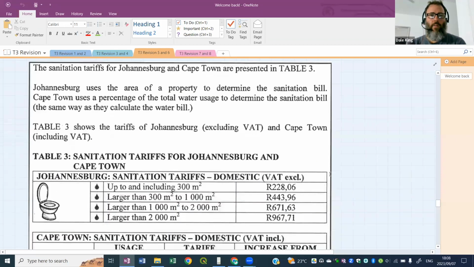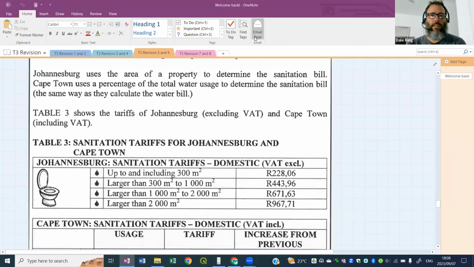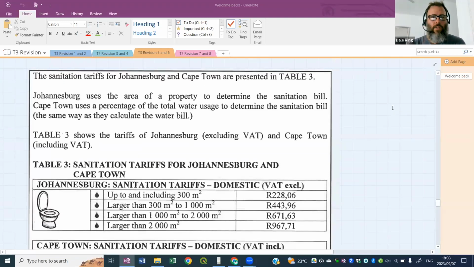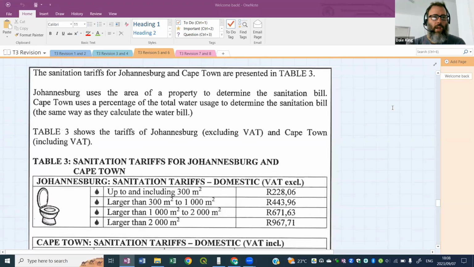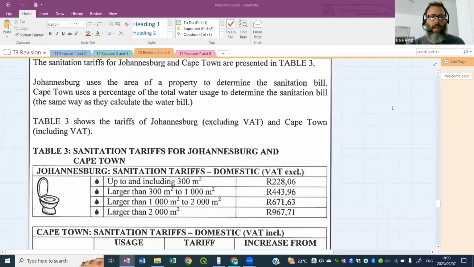Tariffs. Here we go. Tariffs. Have a look at this table. It says Johannesburg uses the area of a property to determine the sanitation bill. We have tariffs for Joburg here and Cape Town.